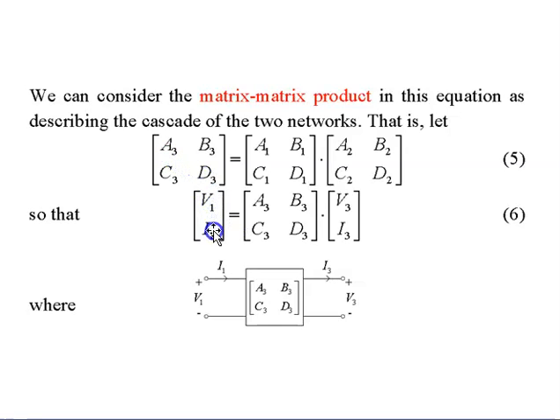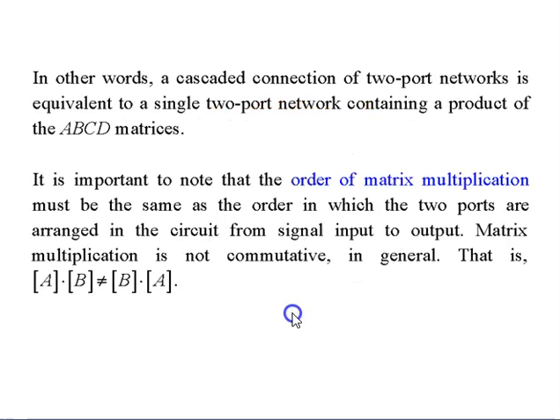So you will have V1, I1 is equal to A3, B3, C3, D3 times V3, I3. So this is a simpler form where you have simplified the matrix. So A3, B3, C3, D3 is the simplified matrix product. So in other words, a cascaded connection of two-port networks is equivalent to a single two-port network which contains a product of the ABCD matrices.